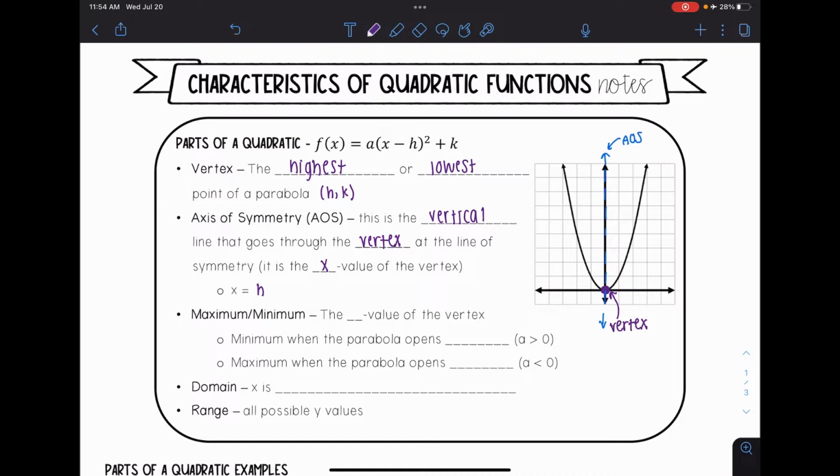And then I have something called the maximum and minimum, and this is the y value of the vertex. It's going to be a minimum when the parabola opens up, in other words, when a is greater than 0. And it's going to be a maximum when the parabola opens down, in other words, when a is less than 0. So here, this one would be a minimum, since it opens up. Think of it as only having a smallest value, and that's going to be at the y value of the vertex, so it's always going to be the k.